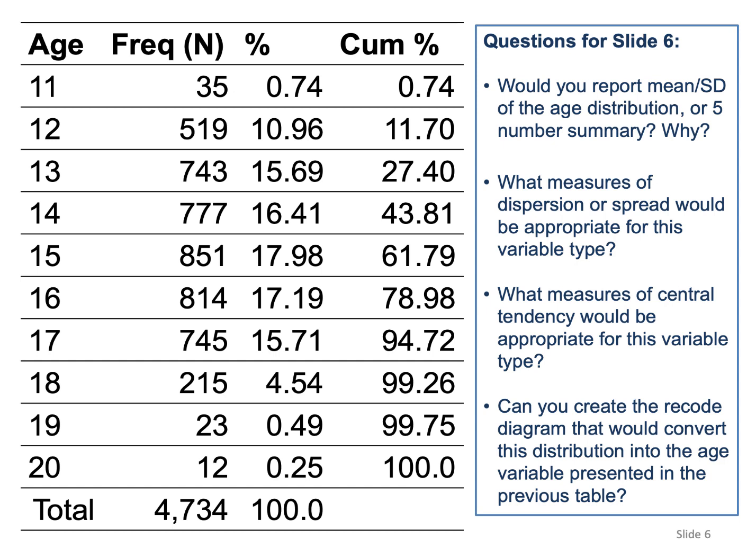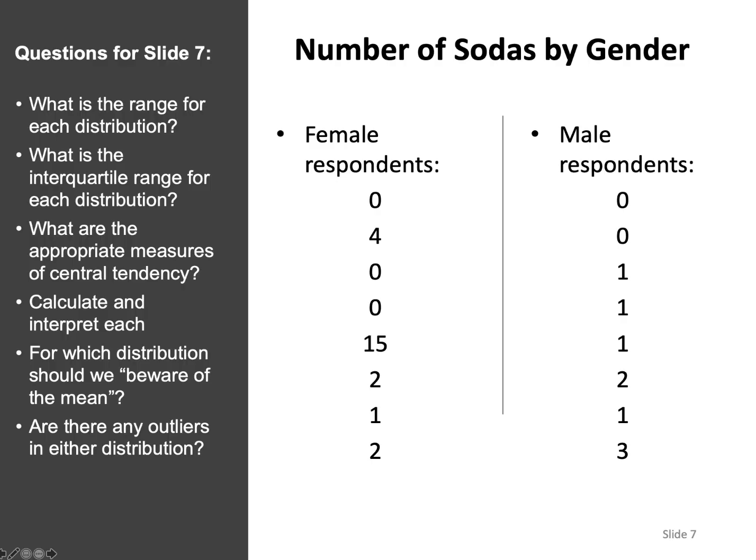Would you report mean and standard deviation for the age distribution or the 5-number summary? Why? What measures of dispersion or spread would be appropriate for this variable type? What measures of central tendency would be appropriate for this variable type? And can you create the recode diagram that would take this data and make it the same as reported in the prior Table 1?